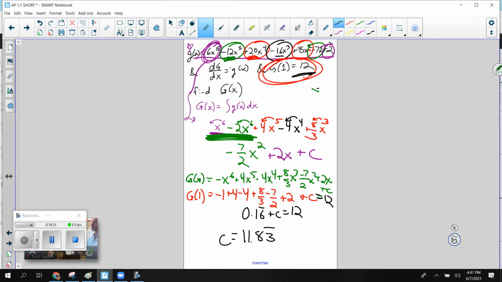Okay, this example got a little out of control. The problems on your homework won't be this long. But the point is, what thing do you take the derivative of to get this?